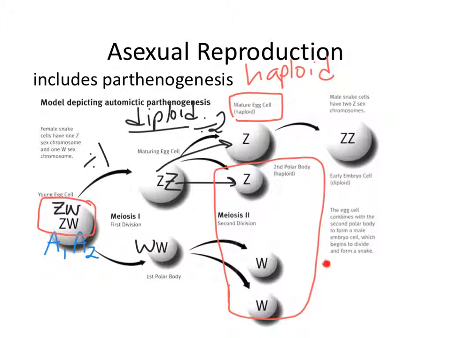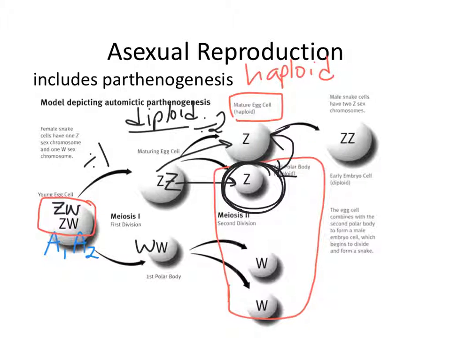Right here, it combines with the second polar body. So what happens is this second polar body kind of acts like a sperm. It's not a sperm. This is a female individual. But if those two cells fuse, then you get a diploid individual again. You've got one cell that's got 2 copies of the chromosomes. That's, at least, our understanding of how parthenogenesis works.